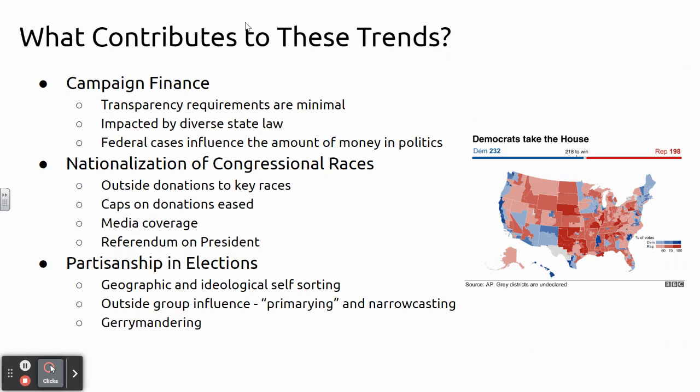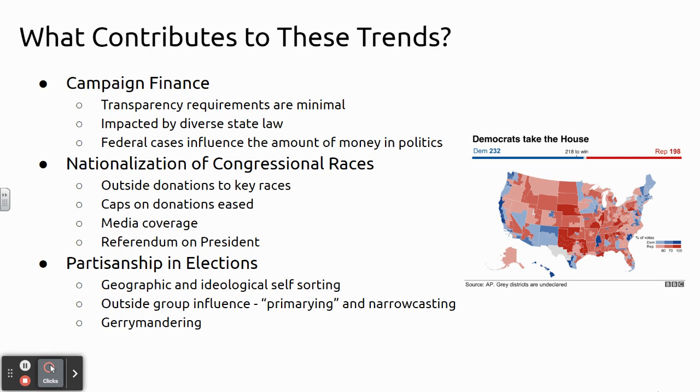All right. So, what contributes to these trends? First off, campaign finance playing a role here. Transparency requirements are minimal, with some changes in the House and Senate, and you have some state laws that you're going to abide by. They're very diverse at the state level, whether it be election laws or financing laws. There are obviously some federal ones that have to be abided by too. But a lot of these federal cases, which we'll talk about in a couple lessons moving forward, are going to influence the amount of money in politics.